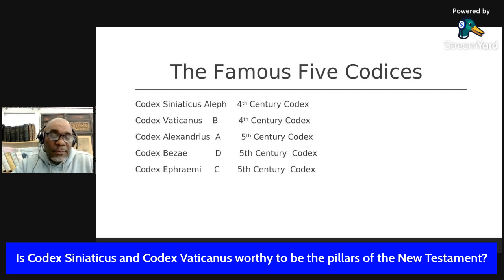I've got the famous five, the Fab Five: Aleph, B, Alexandrinus, Beza, and Ephraemi. These are the ones which are mainly built on, but really it's Aleph, Sinaiticus, and B that are mainly used. So an example is given, I think by John Burgon, and you look, did they actually agree? Okay, let's have a look.